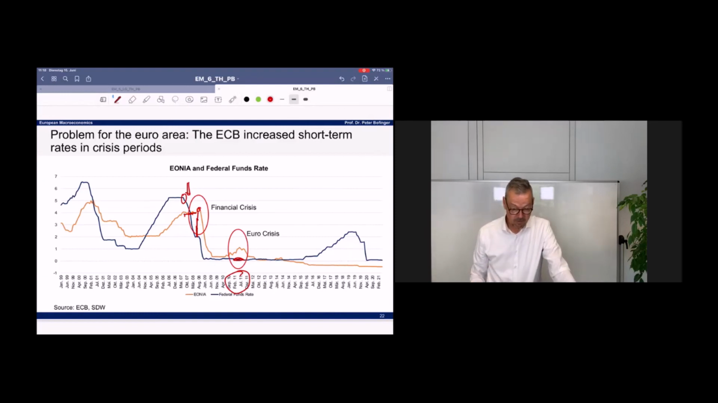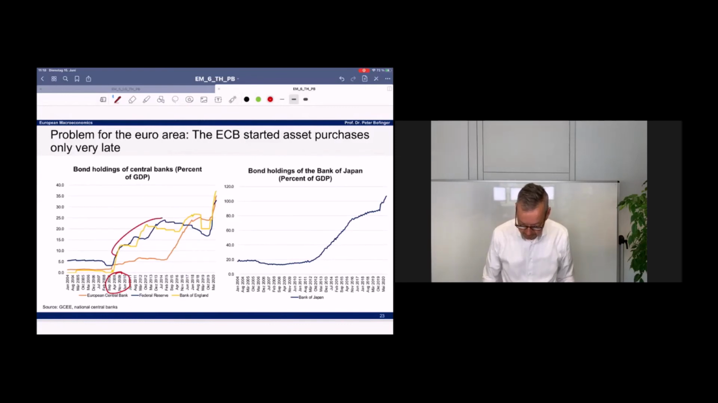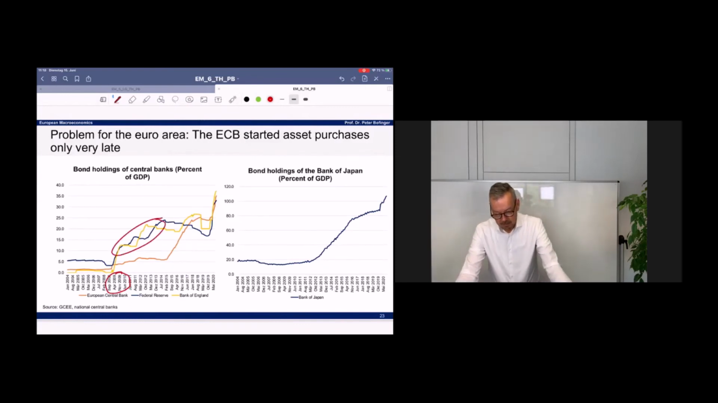So that's why huge mistakes were made by the ECB, and you can see it also if we already spoke about it. If you look at the bond holdings, again here we have the financial crisis, and you can see immediately the Federal Reserve and the Bank of England started to purchase government bonds to keep long-term rates low. The ECB did nothing until 2015.